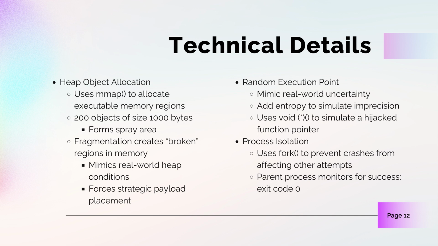Process isolation through forks serves safety and practical purposes. It prevents crashes from affecting other attempts, which will likely occur due to fragmented memory and random jumps, and allows the program to collect statistics. The parent process monitors each child attempt, and uses exit codes to determine if it was successful. This creates a measurement system to see how effective the student's shellcode turned out to be.